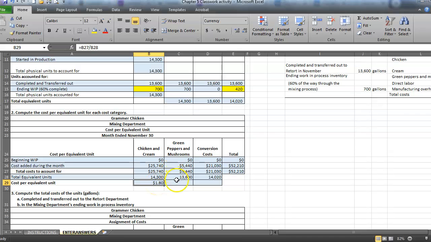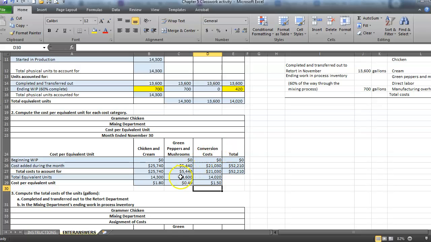So now all we need to do is our division. We're going to divide our total cost to account for by the equivalent units that we've already calculated to come up with our cost per equivalent unit. I'm going to do the same thing here, taking my total cost to account for and dividing it by my equivalent units. I get 40 cents. And I do the same thing here: I'm going to take the 21,000 and divide it by the 14, which is my total equivalent units.